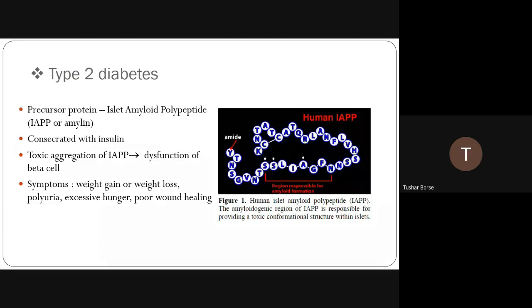Type 2 diabetes: the precursor protein is islet amyloid polypeptide, IAPP or amylin. It is co-secreted with insulin. With toxic aggregation of IAPP, there is dysfunction of beta cells, and then there is weight gain or weight loss, excessive hunger, and poor wound healing. You can see in the image there is a region which is responsible for amyloid formation. In this region there is a mutation, and it causes the misfolding of this protein.